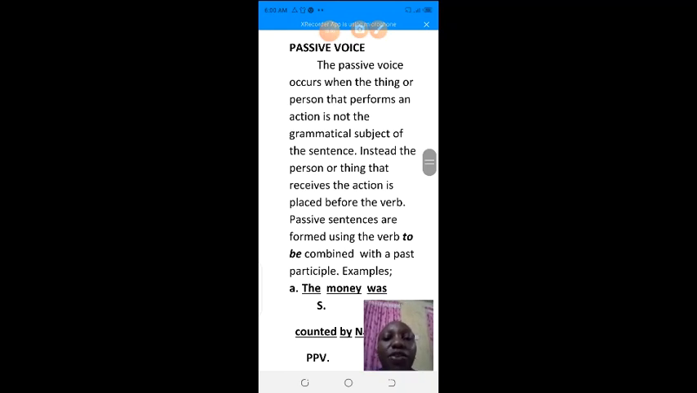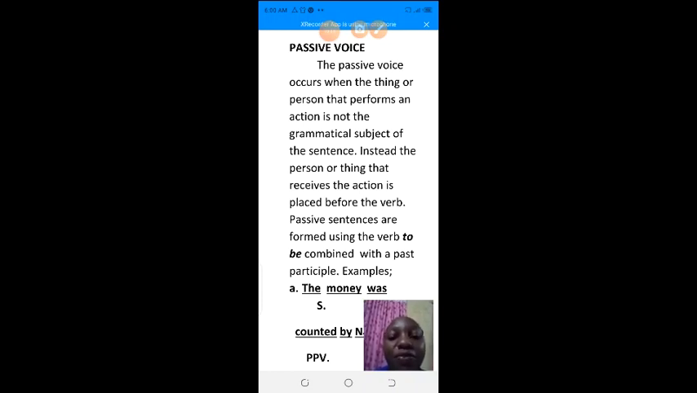Then the passive voice occurs when the thing or person that performs an action is not the grammatical subject of the sentence. The passive voice occurs when the subject does not take the subject position. That means the sentence does not begin with a subject. That is when we say that it is in the passive voice. Instead, the person or the thing that receives the action is placed before the verb.